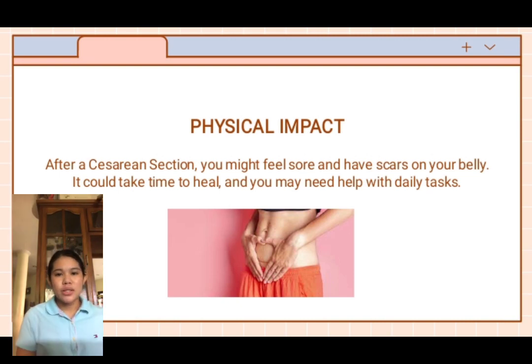Physical impact of a C-section. After a cesarean section, you might feel sore or have scars on your belly. It could take time to heal and you may need help with daily tasks.